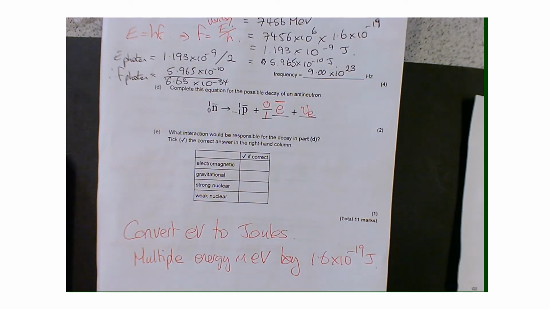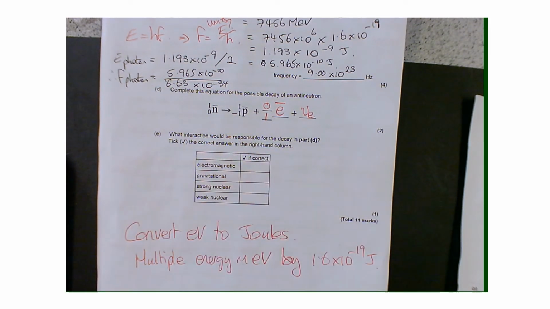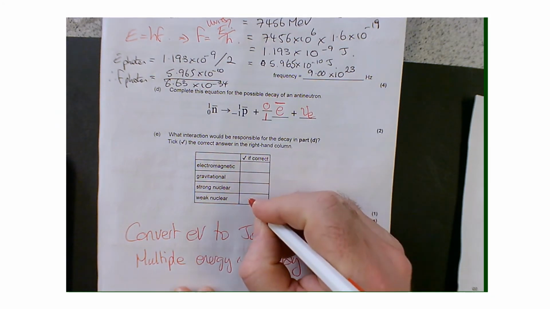Right, then we had, what interaction is responsible for this decay? What interaction is responsible for the beta decay? Weak. Okay.